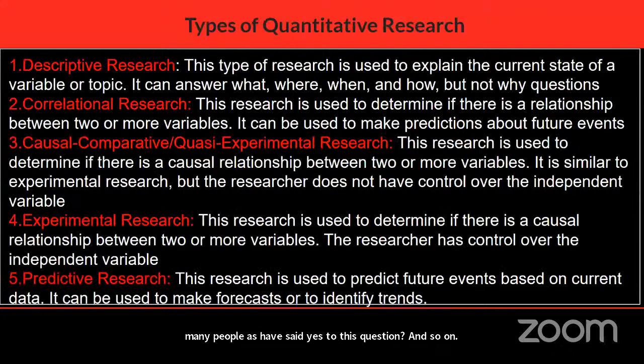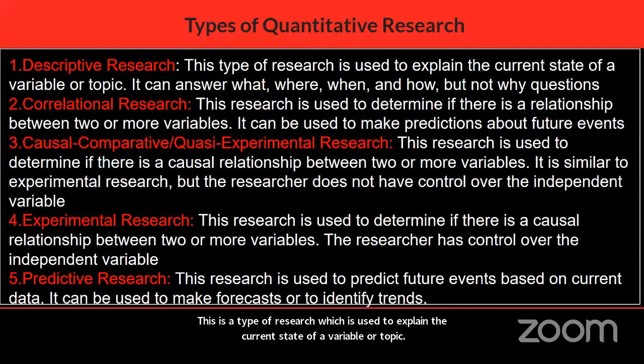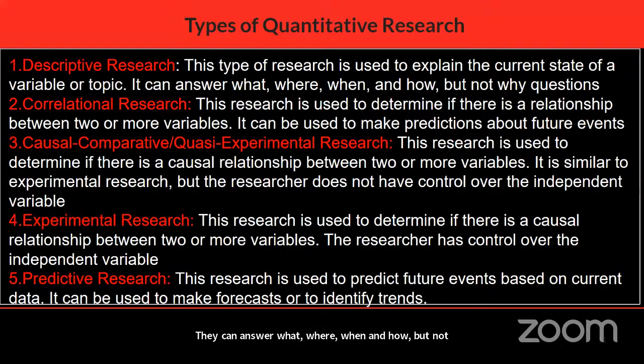The approaches and types of quantitative research. We have descriptive research. This is the type of research which is used to explain the current state of a variable or topic. They can answer what, where, when, and how, but not why questions. We have correlational research. This research is used to determine if there is a relationship between two or more variables. It can be used to make predictions about future events.